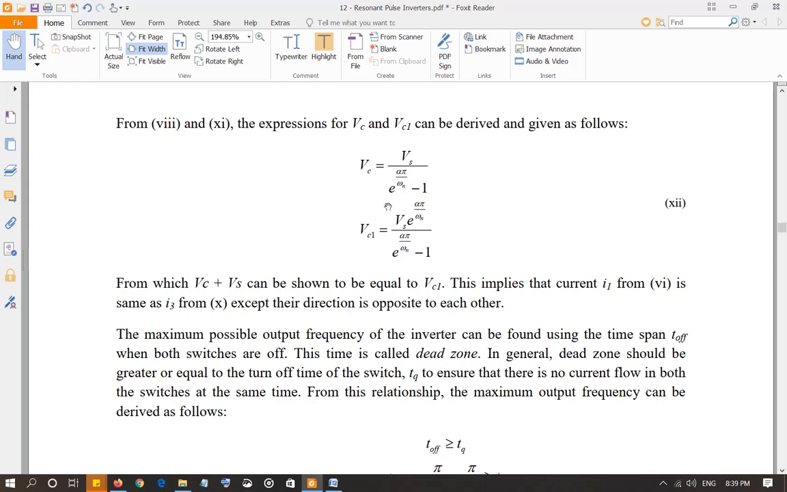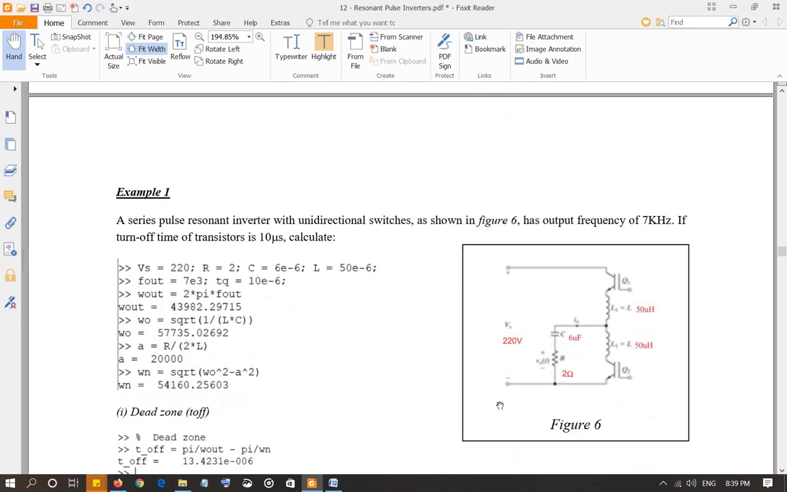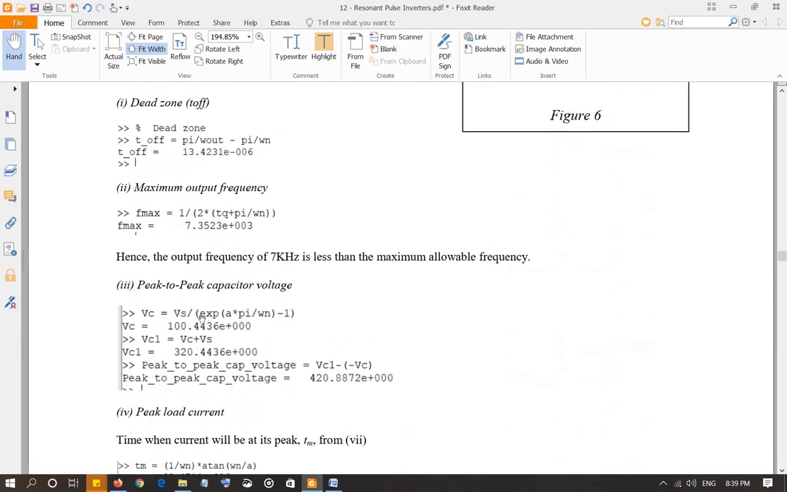So all we need to do is to calculate VC. Of course, we know VS is 220 and we can calculate VC1. So we go ahead and calculated VC from the equation, which came out to be 100 plus 443. We calculated VC1, VC plus VS. So the peak to peak capacitor voltage will be VC1 minus negative VC, which was the negative peak value. So the peak to peak voltage is 420 volt.